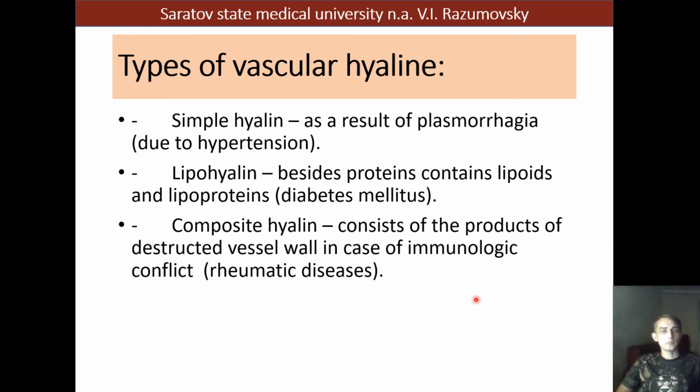Second type is lipohyaline, based on proteins, contains lipoids and lipoproteins. Most often, you may find this type of hyaline in arteries of a patient with diabetes mellitus. And third type is composite hyaline. It consists of the products of the structure of the vessel wall in case of immune conflict. Most often it may be associated with rheumatic disease or atherosclerosis.